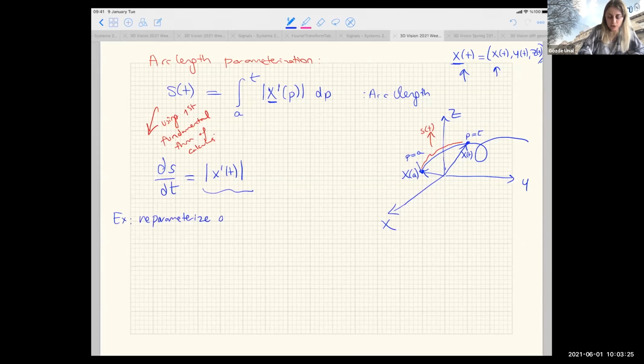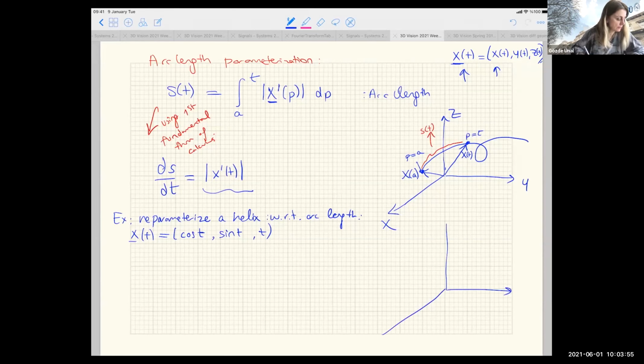Reparameterize a helix curve. Remember, we said a helix was, for instance, a unit circle like helix: cosine t, sine t, t, okay? Let's reparameterize with respect to arc length. You can do these things, okay? So the helix is actually in this way. Maybe I could again draw it here.